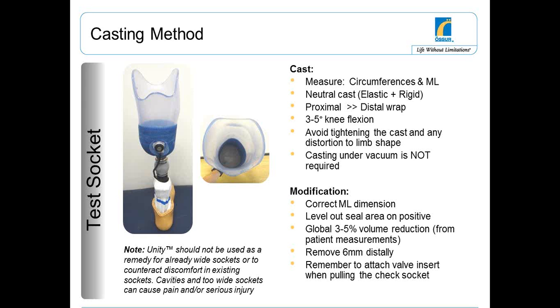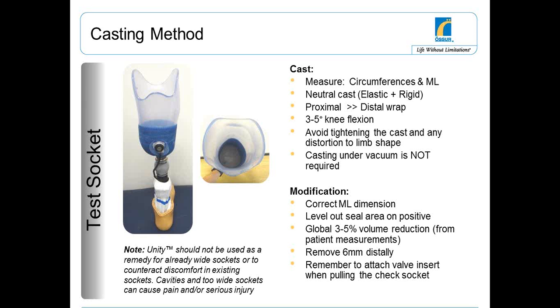I'd recommend that you at least take circumferences and an M dimension in terms of measurements on the patient. Take a neutral cast, meaning in about 3 to 5 degrees of flexion. I usually tell people just to unlock the knee joint and then take a cast using elastic bandage first. I take it directly over the cellophane with marks on it, and then with rigid plaster over top of that. Wrap from proximal to distal.